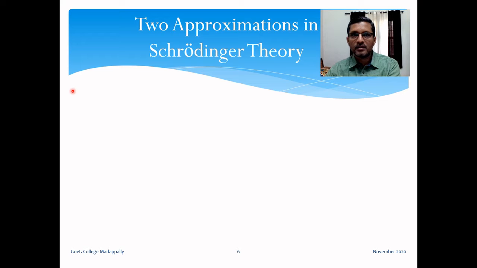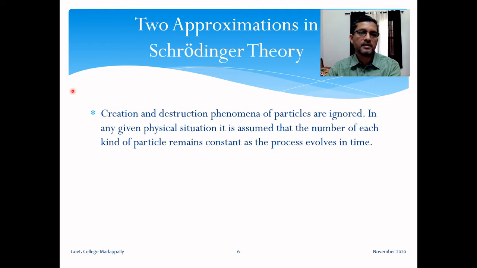It's not completely general. There is an approximation. There are two approximations there. First, creation and destruction phenomena of particles are ignored. In any given physical situation, it is assumed that the number of each kind of particle remains constant as the process evolves in time.